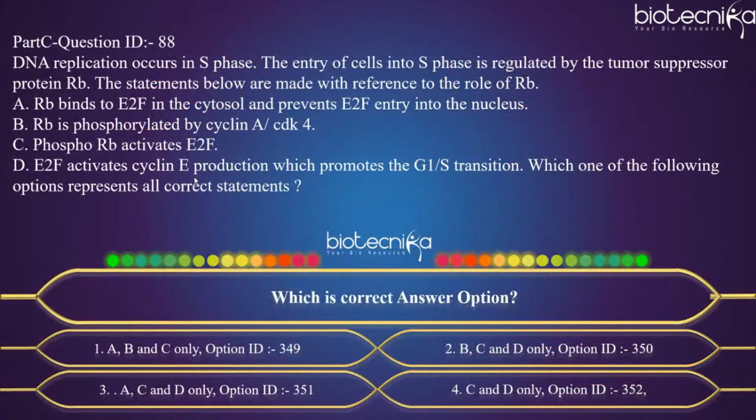Now the next question is again from part C from shift 1. DNA replication occurs in S phase. The entry of cells into S phase is regulated by the tumor suppressor protein RB. The statements below are made with reference to the role of RB. Statement A, RB binds to E2F in the cytosol and prevents E2F entry into the nucleus. B, RB is phosphorylated by cyclin A, CDK4. C, phospho-RB activates E2F. D, E2F activates cyclin E production, which promotes the G1 to S transition. Which one of the following options represents all correct statements?